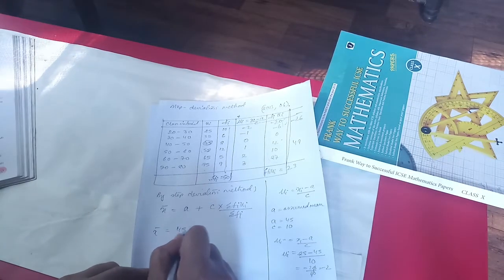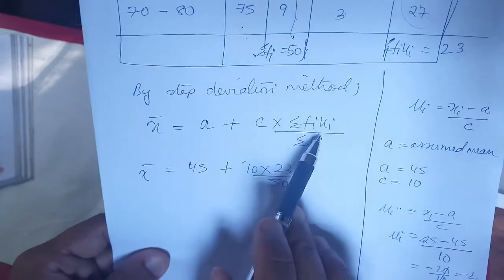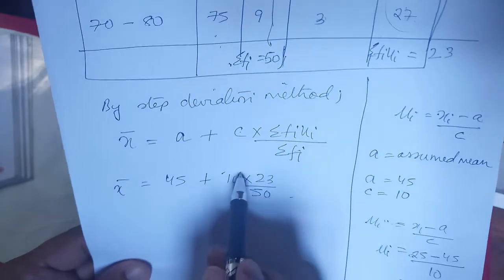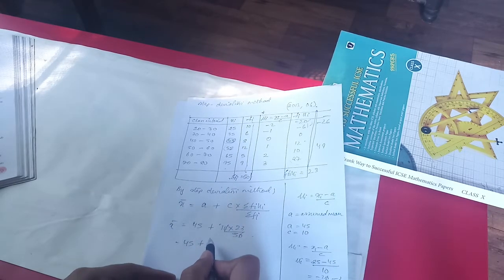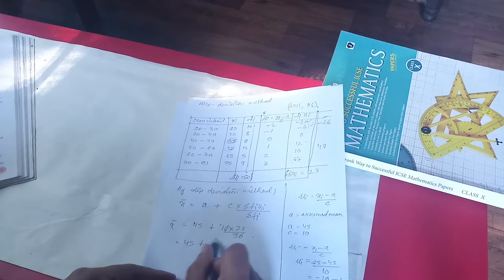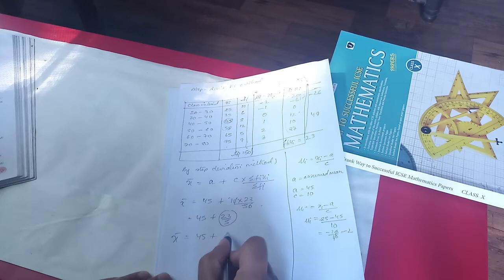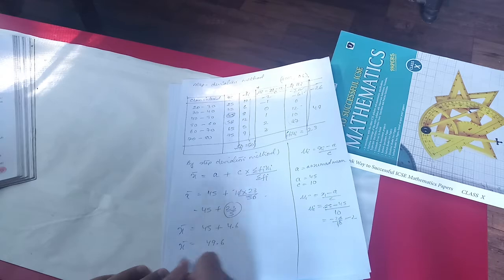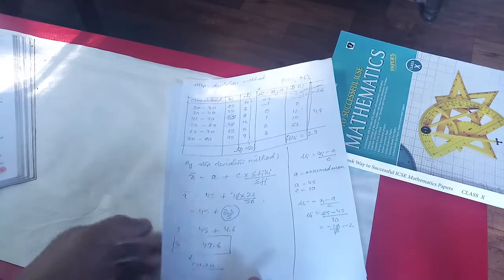a is 45 plus c is 10, 23 by 50. Yes or no? c is 10, summation fi ui is 23, and summation fi is 50. So now this 0 and 0 cancel. Here no need to take the LCM. You can divide this separately. So when you divide 23 by 5, you get something like 4.6. So if you add, you will get 49.6. So this will be your mean. This is how you find the mean.